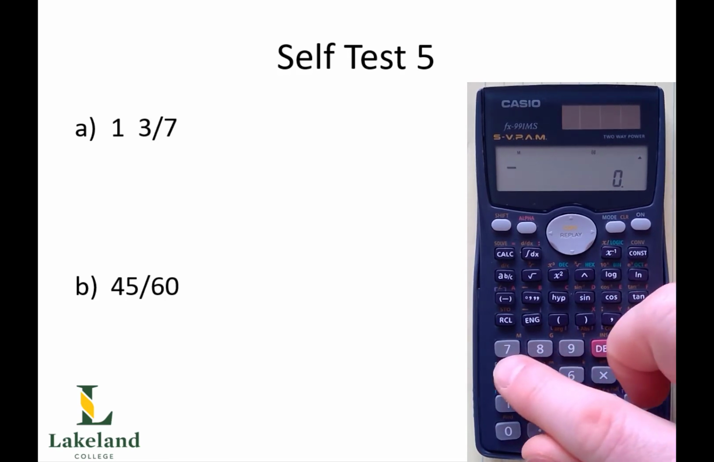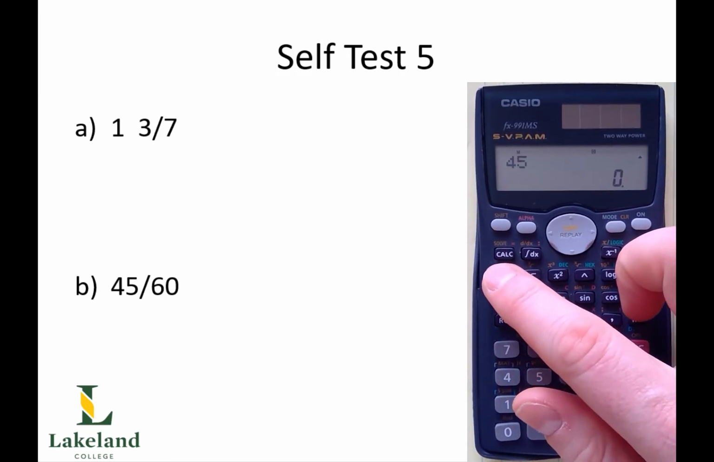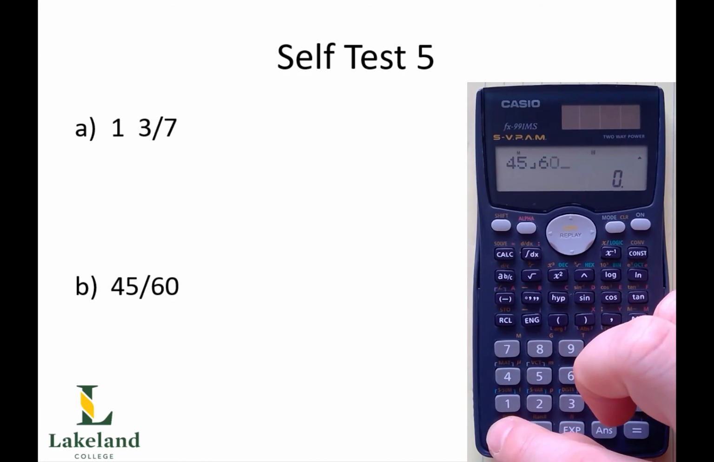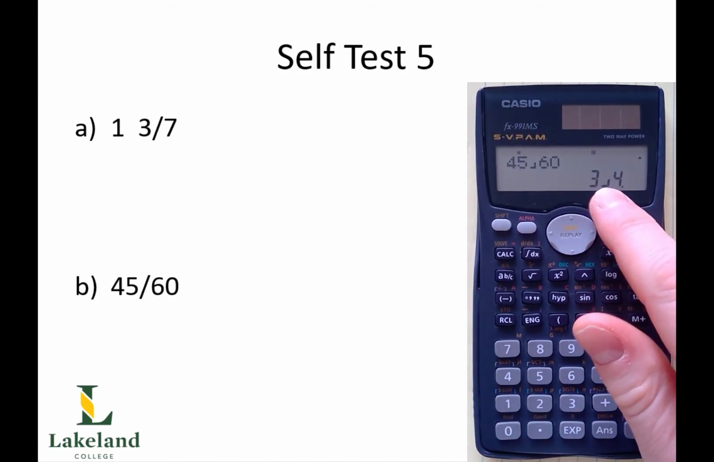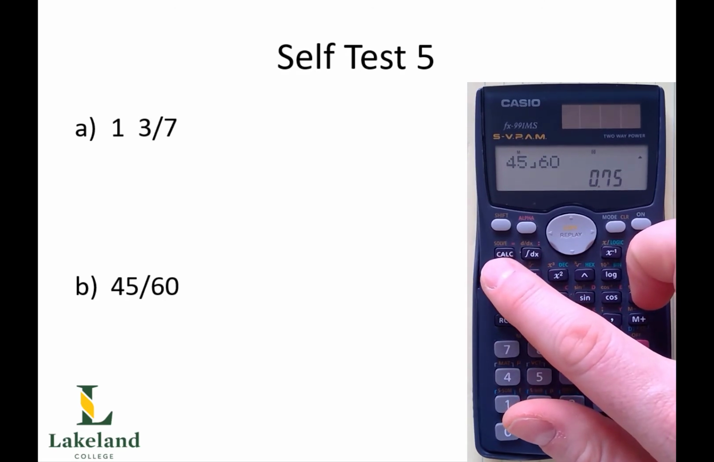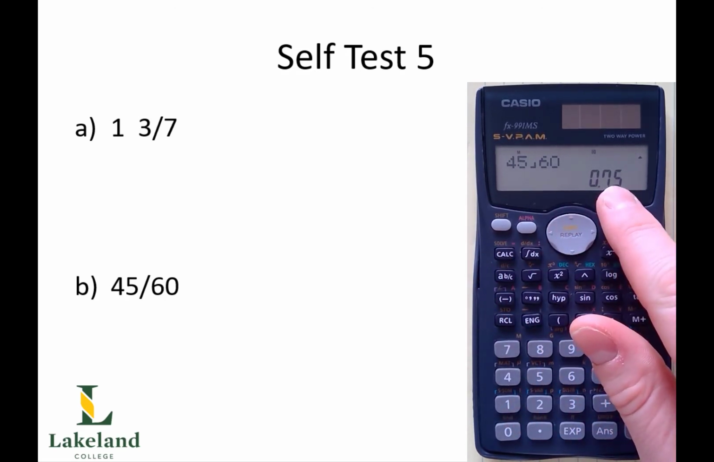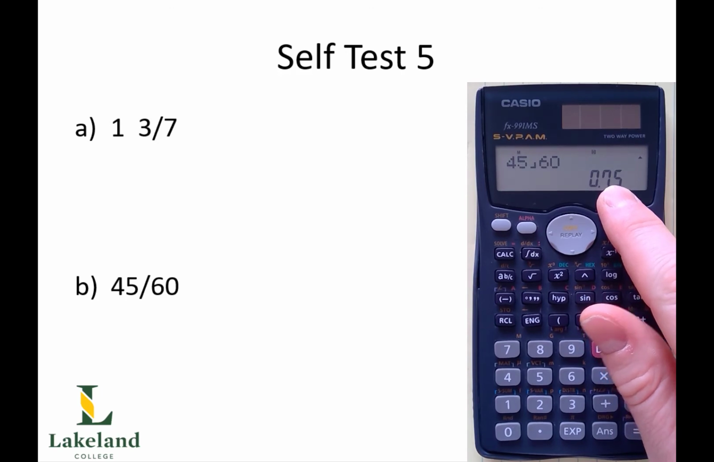For B, 45/60. Calculator will reduce this down automatically for us to 3/4. We've seen this one before. Press our fraction button again, and of course we get 0.75 for our 3/4.